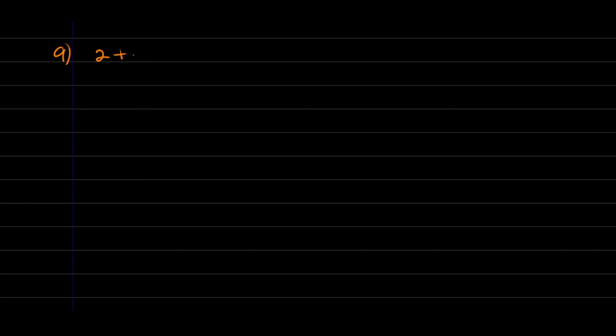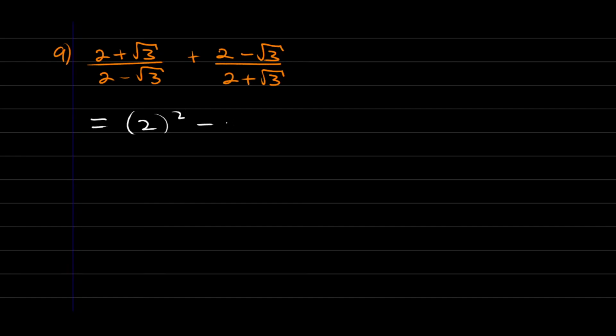Let's see. 2 plus root of 3 divided by 2 minus root of 3 plus 2 minus root of 3 all over 2 plus root of 3. Now, the good thing about it is here, difference of two squares appears twice. Right? Difference of two squares appears twice. You can see it right away. So you can just say that this here is going to be equal to 2 squared minus root of 3 squared. And the bottom is going to be the same thing.